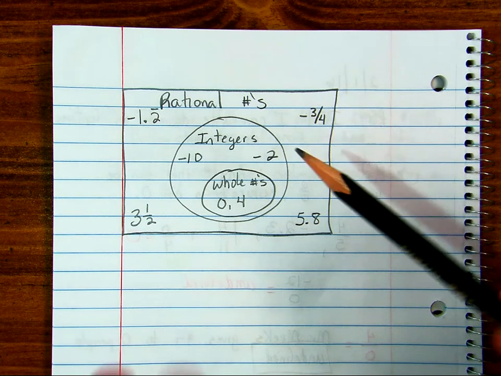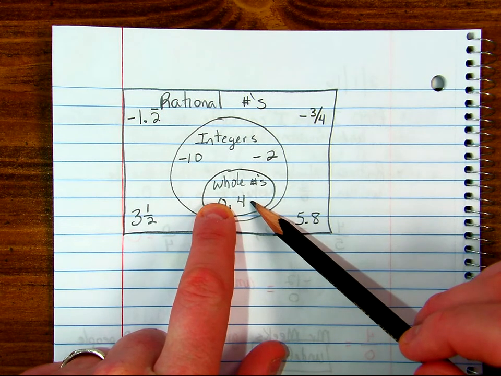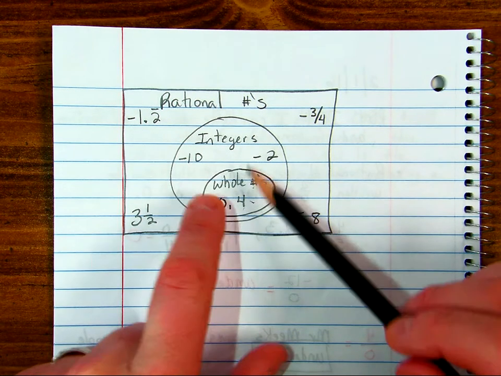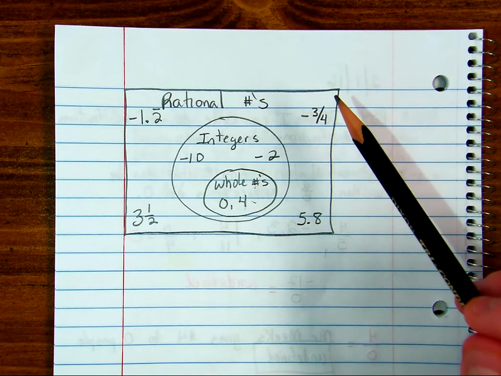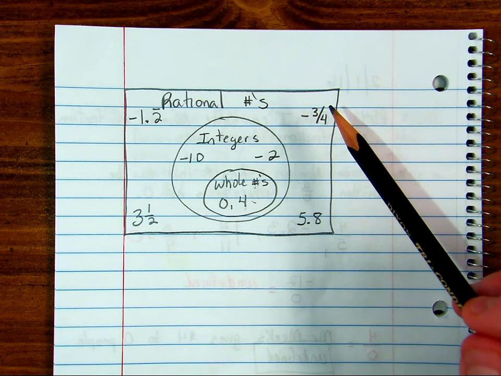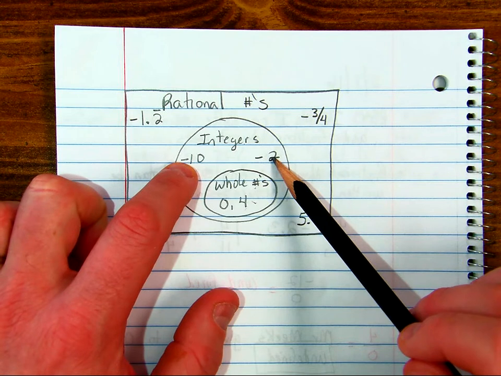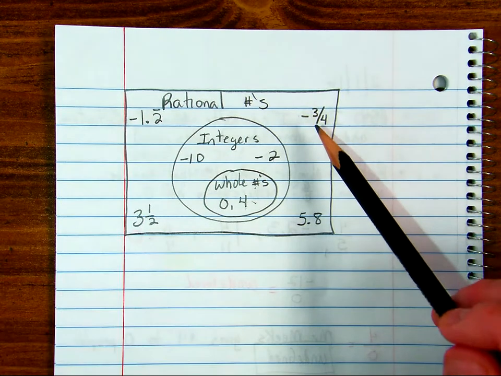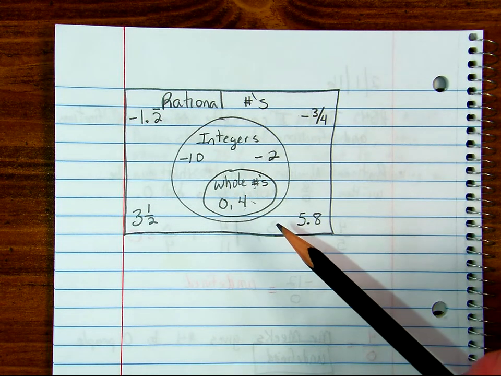Whole numbers, obviously, are whole numbers. So 0 and 4 is a whole number. 0 and 4 is an integer. 0 and 4 is a rational number. Negative 10 and negative 2 are integers. Negative 10 and negative 2 are rational numbers. Are negative 10 and negative 2 whole numbers? No. A whole number has to be positive.